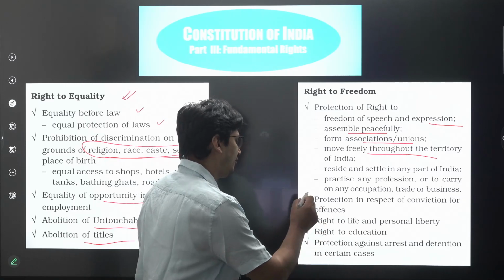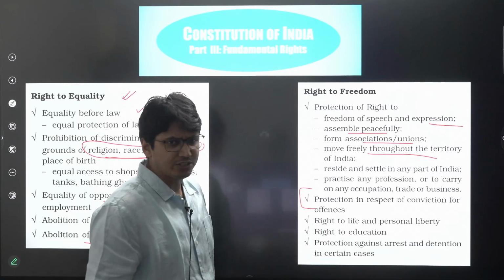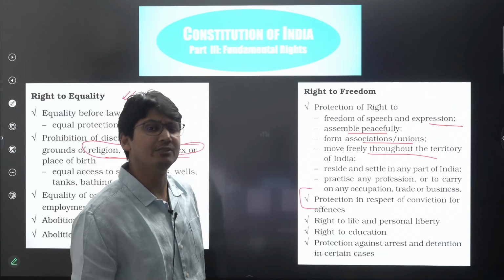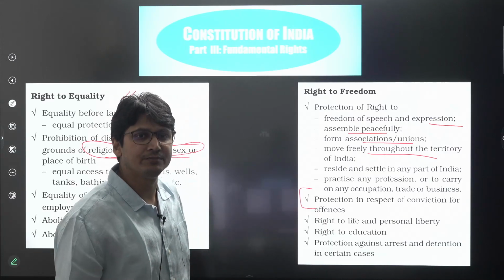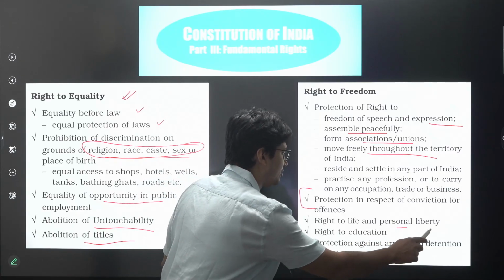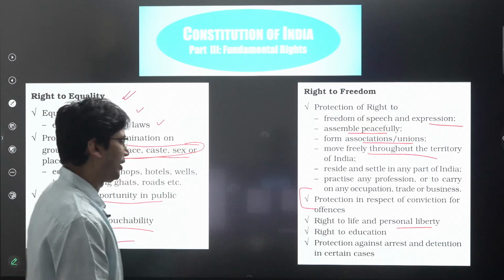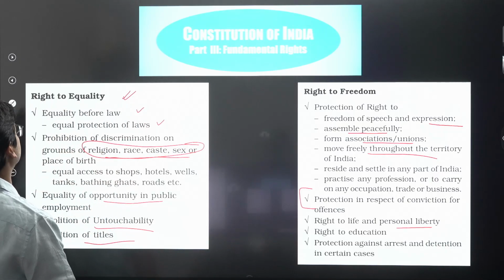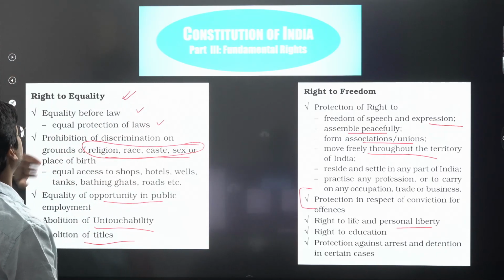Protection in respect of conviction of offences. Let's say if someone is about to be arrested, then what are the rights of such a person who is arrested? Right to life and personal liberty, right to education, protection against arrest and detention in certain cases. So this comes within right to freedom.